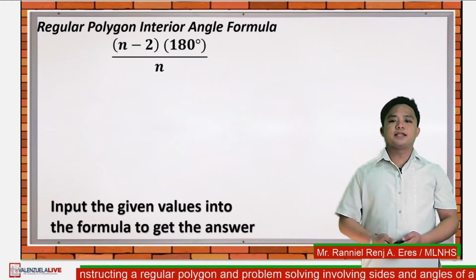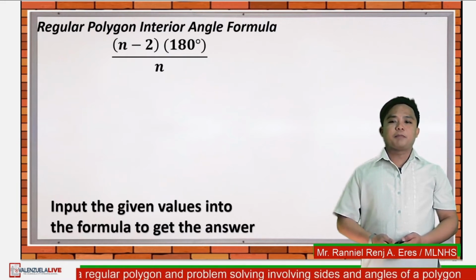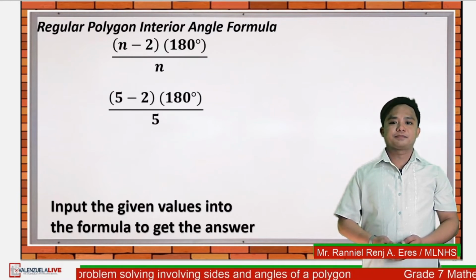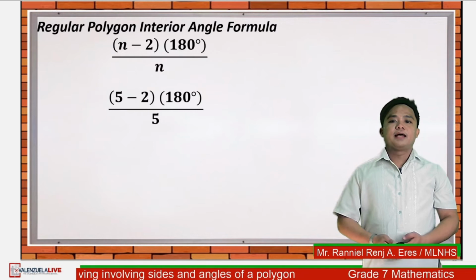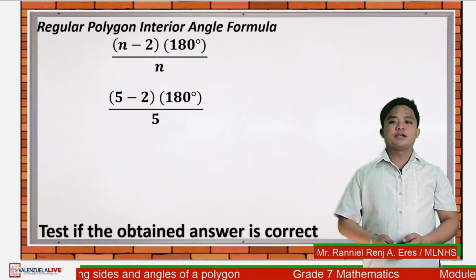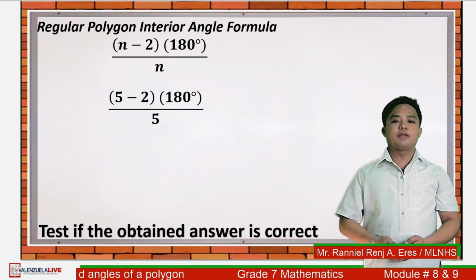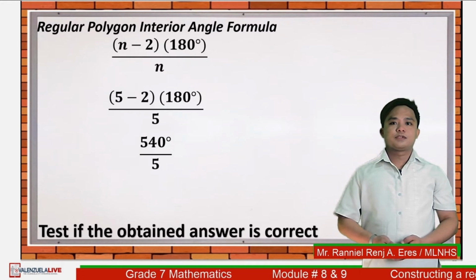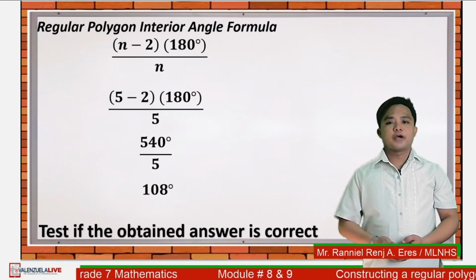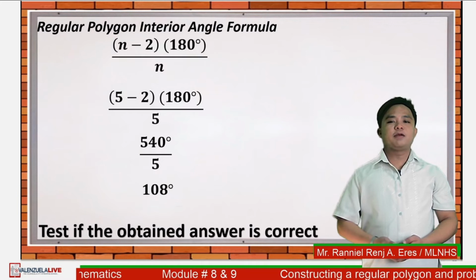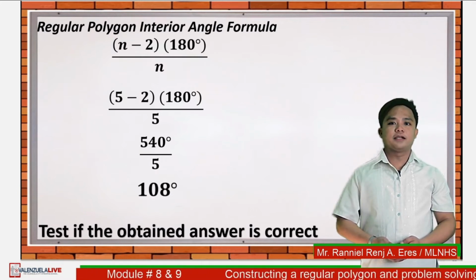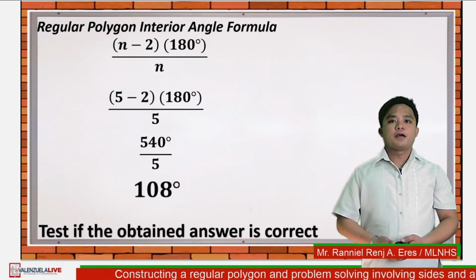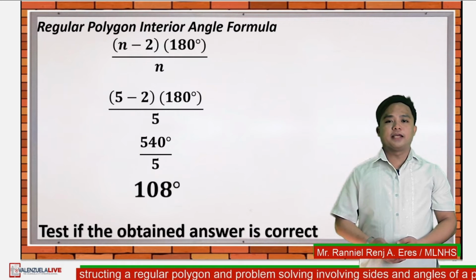So next, let's input the given. Since a pentagon has 5 sides, we will substitute the value of n as 5. And lastly, test if the obtained answer is correct. Make sure you do not violate any mathematical rule and check your answer at least twice. We have 540 degrees divided by 5, which is equal to 108 degrees. Therefore, we can conclude that the measure of each angle of a pentagon is 108 degrees.